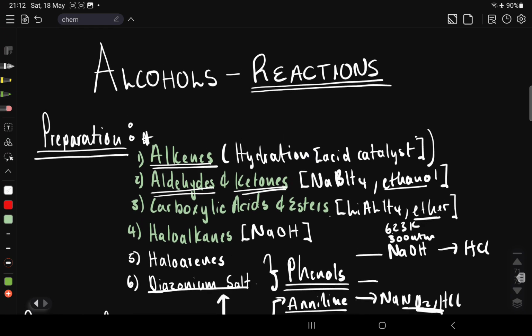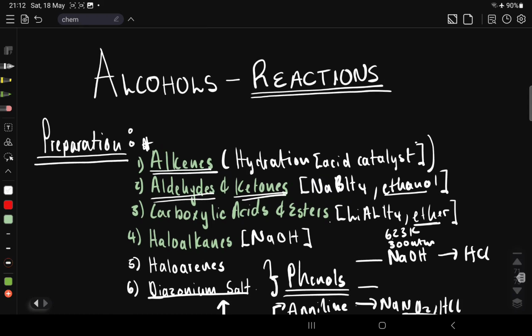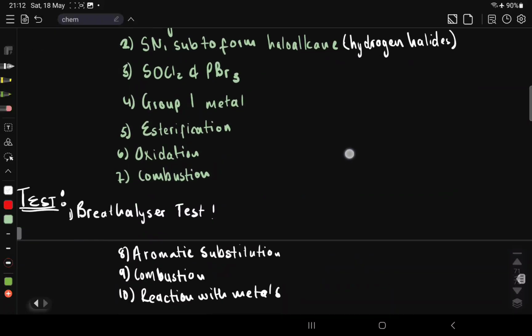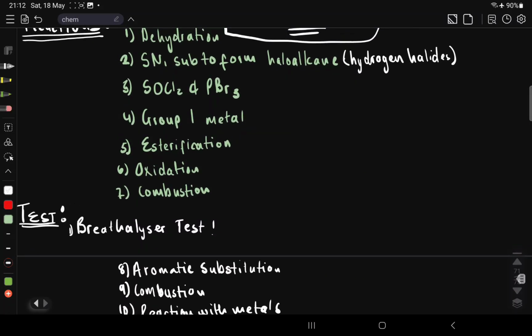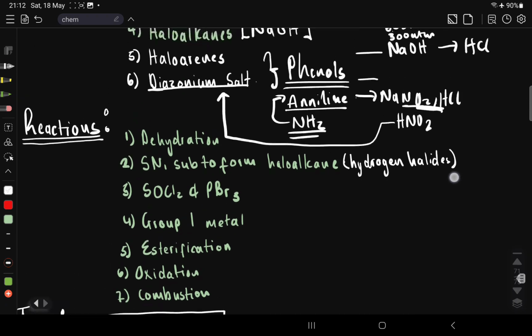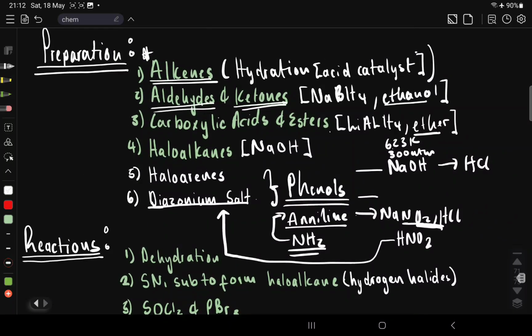So basically, we are going to go and look at these 6 first, make sure we know them. Then after that, we go to the 9 reactions, which you said we have these 9 reactions, and we'll see about this breathalyzer test, which is a type of oxidation. It's just an oxidation. All right, so we'll be done. And let's first look at the 6 ways to prepare them.